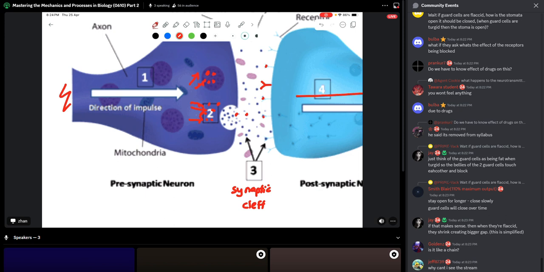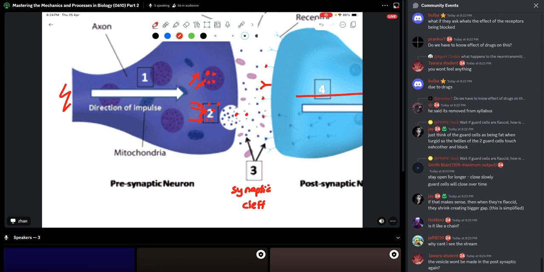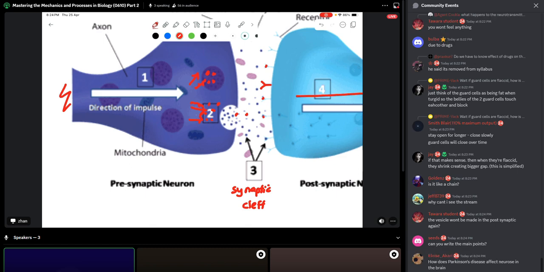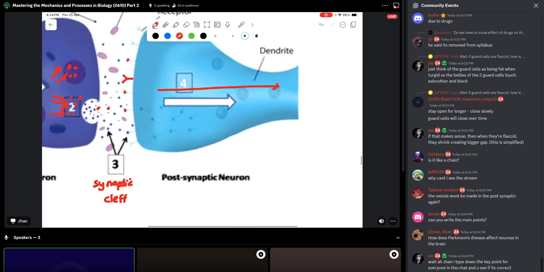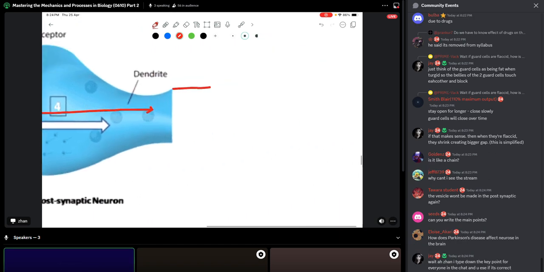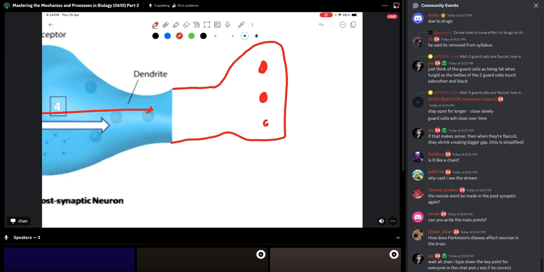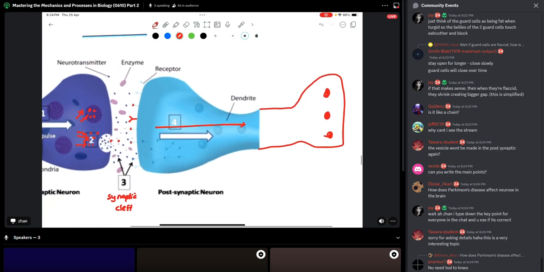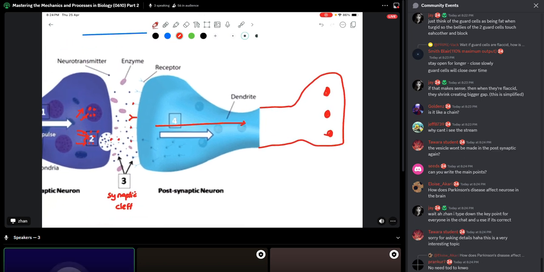Is it like a chain? The vesicles won't be made in the synapse again. Assuming there is still one more neuron, the vesicles will be located here, something like that. Help me type down the specific points, okay?